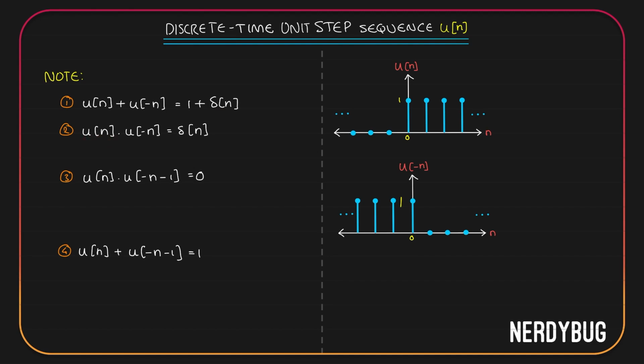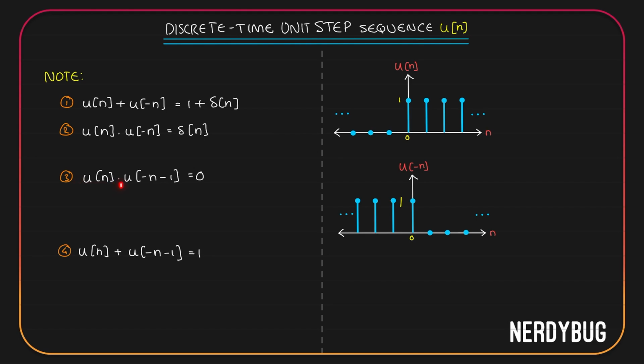The next result is u of n multiplied with u of minus n is also delta of n. We can see that also in the graph. We have 0 everywhere, you multiply it with these, you get 0. You have 0 everywhere here, you multiply it with this, you will get 0. Only at 0 you have 1 and 1. So when you multiply them, there will be value at 0 only, and we call that delta of n.